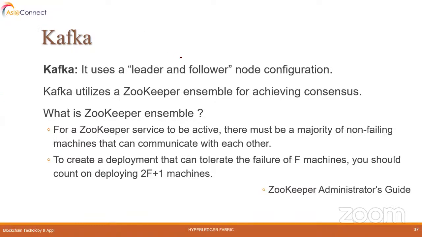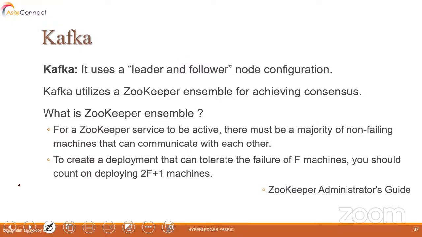So one is required to have non-failing machines that can communicate with each other, and to create a deployment that can tolerate the failure of F machines, you should count on deploying 2F+1 machines so that the majority of them do not fail, right? That is what is written in the Zookeeper Administrator's Guide.